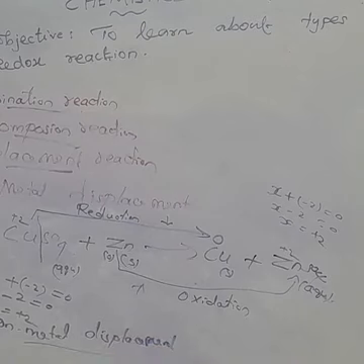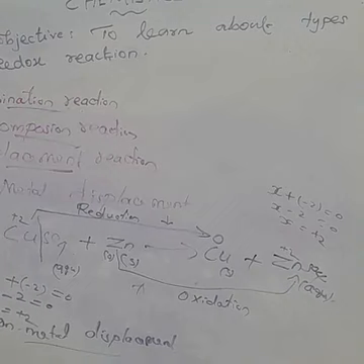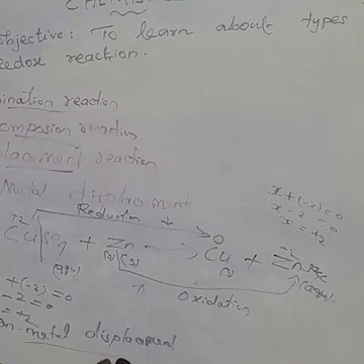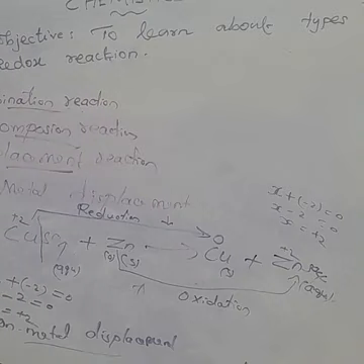Here a very good example is zinc reacting with hydrochloric acid. Zinc metal reacts with hydrochloric acid. What product is obtained? Zinc combines with chlorine, we get ZnCl2, plus hydrogen gas is evolved, H2. So 2 hydrogen is there, make it 2 here. Now the equation is balanced.